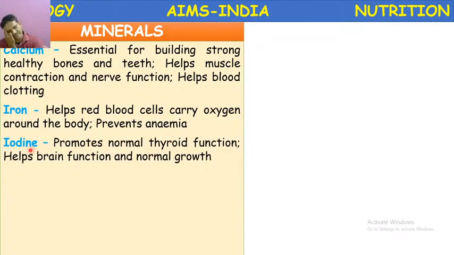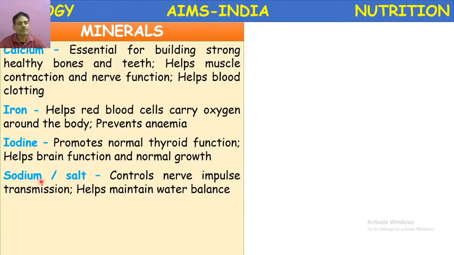Okay. And next, iodine. Iodine is a very important nutrient, and it promotes the normal functioning of the thyroid gland. The thyroid gland is one of the important endocrine glands, which is present in the neck region, that is the throat region. And iodine helps the production of thyroxine hormone, and helps brain function and normal growth. Growth and metabolism is the main function of iodine, that is, the function of thyroxine hormone. Okay. Its deficiency causes goiter disease, enlargement of the thyroid gland.